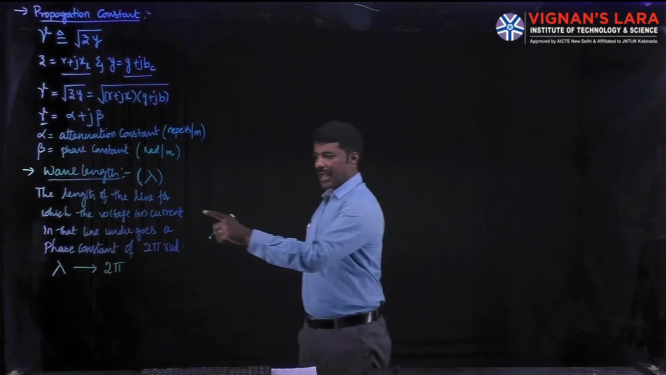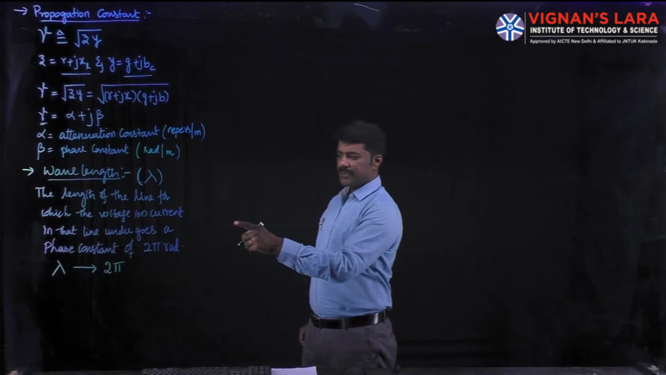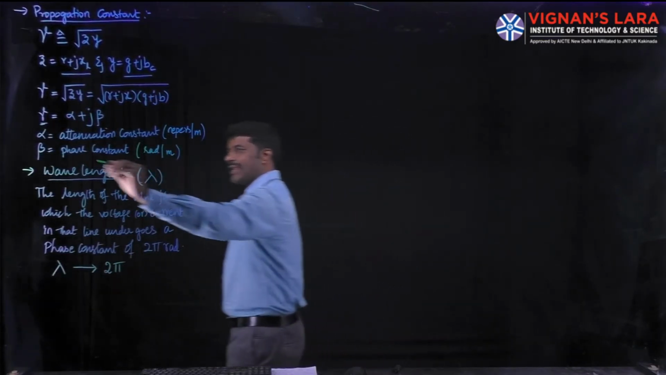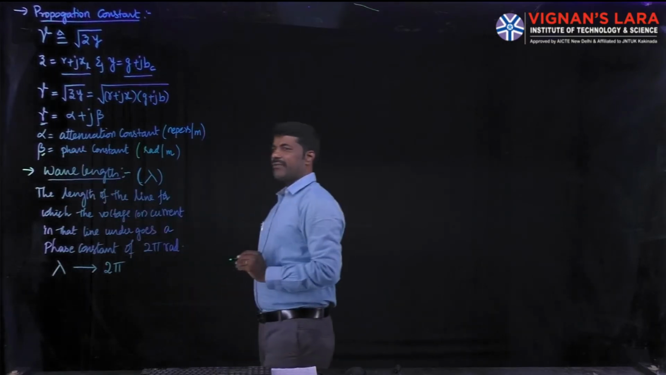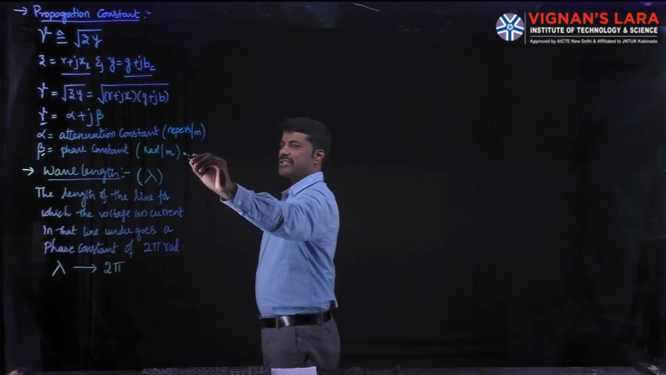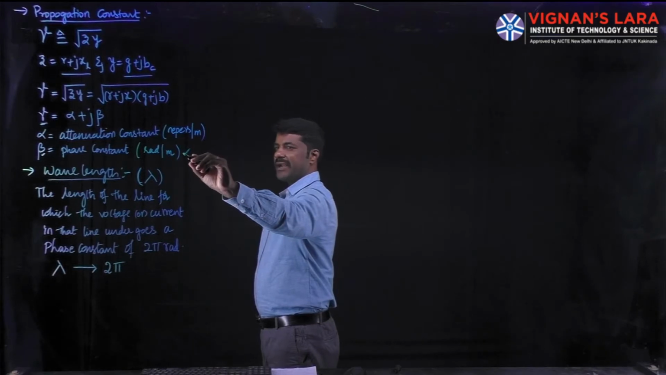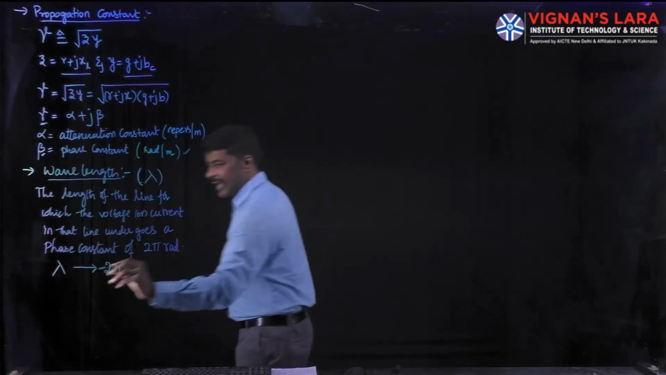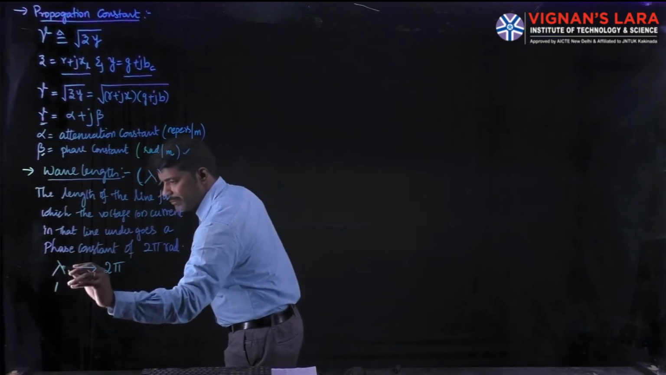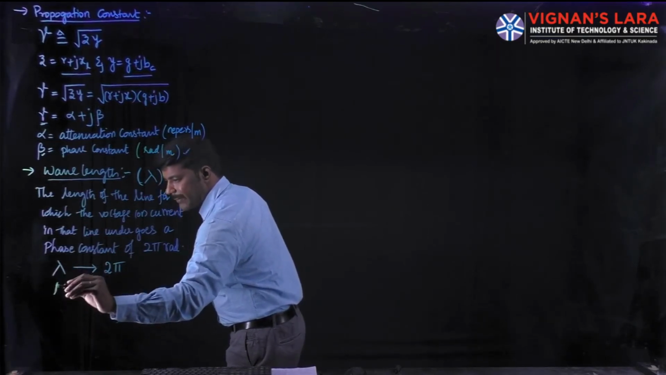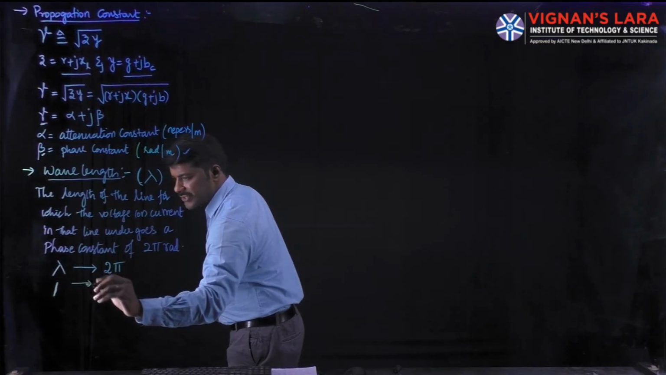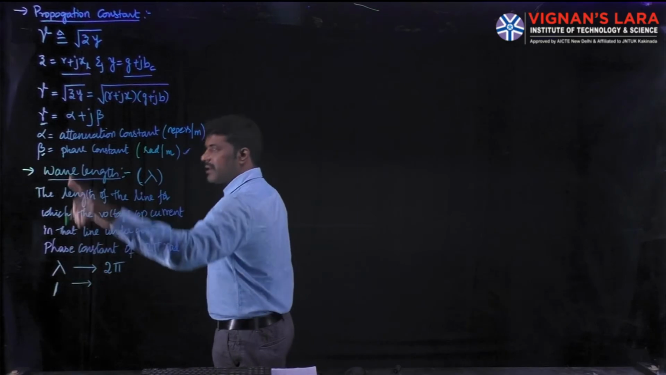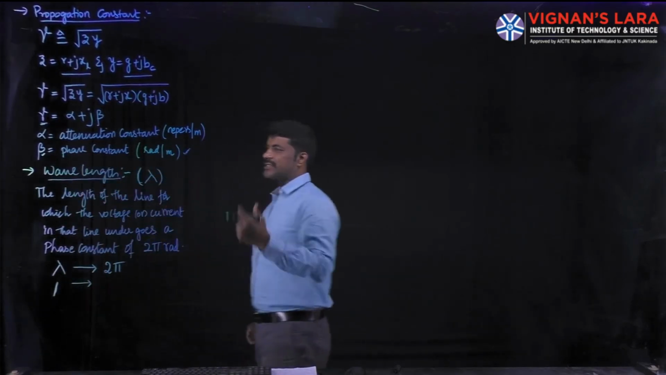Okay, so for alpha meters, as per the definition, it should cover 2 pi radians. Then what is beta in our definition? Beta is the phase constant: those many radians, beta radians, for how many meters of length? For 1 meter of length. I mean to say, here, for 1 meter of length equivalent to lambda, because lambda is also in meters. So I am correlating this wavelength lambda and phase constant with a generalized formula.